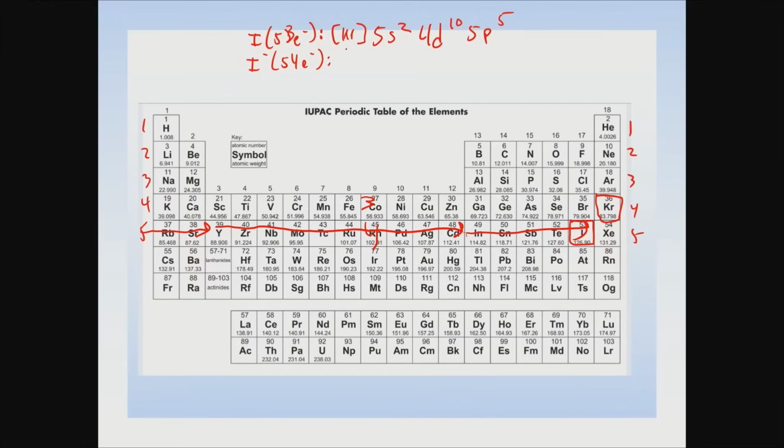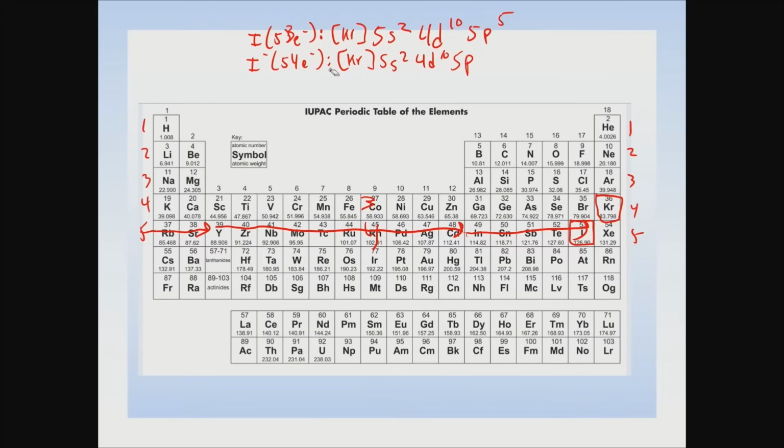And so what would its configuration be? So basically, you now know that if it's an anion, what we do is add the electron to the lowest energy orbital that is available to it. And so that looks like it's going to be a 5p orbital. And the reason is that when we have the iodine atom with 53 electrons, we only put 5 electrons into the p sublevel that can accept 6. With the iodide ion with 54 electrons, we're going to add one more.